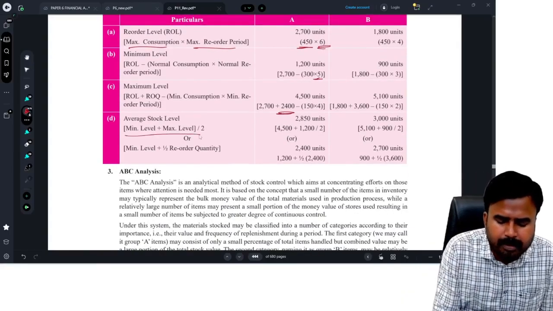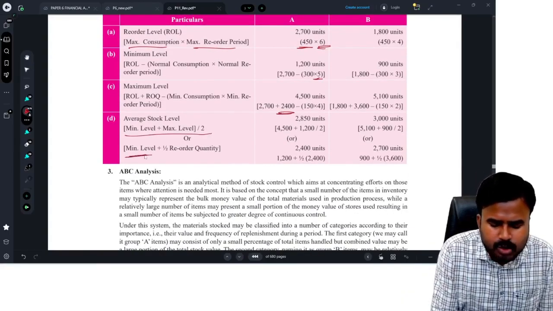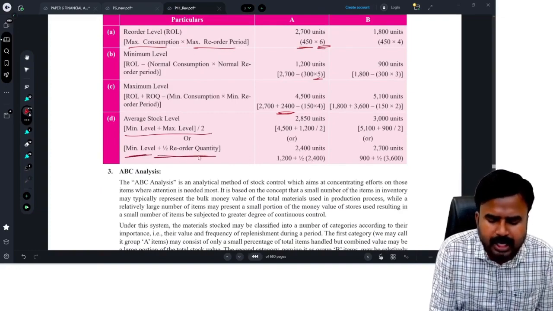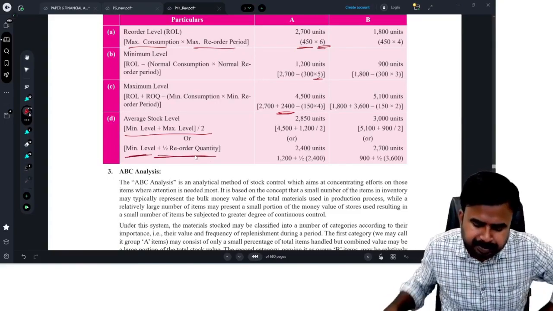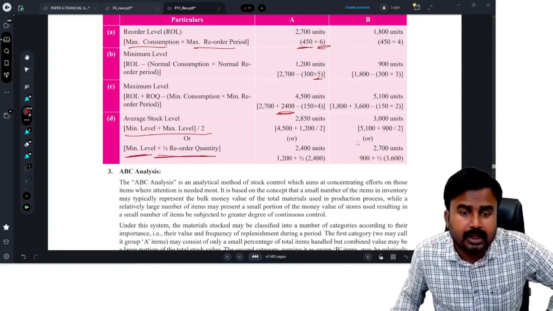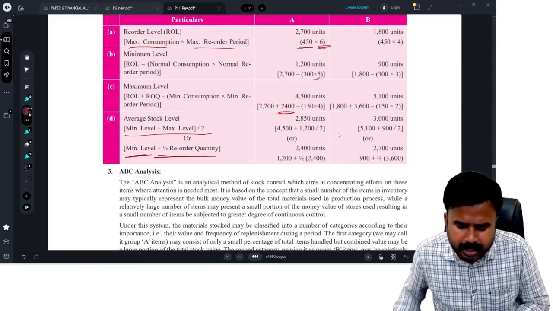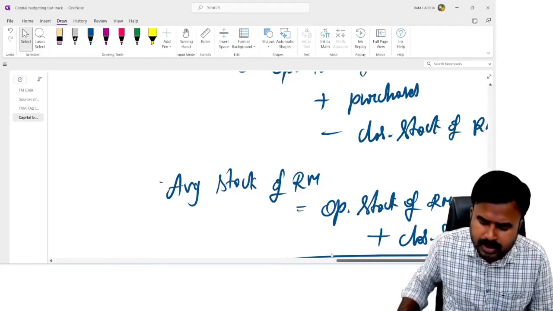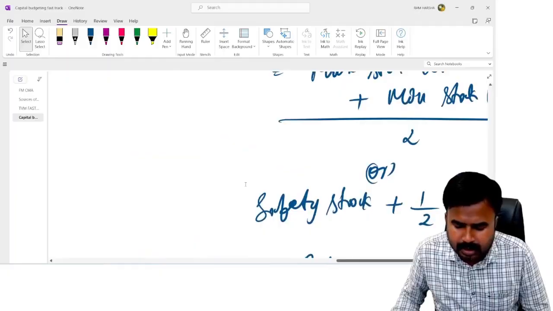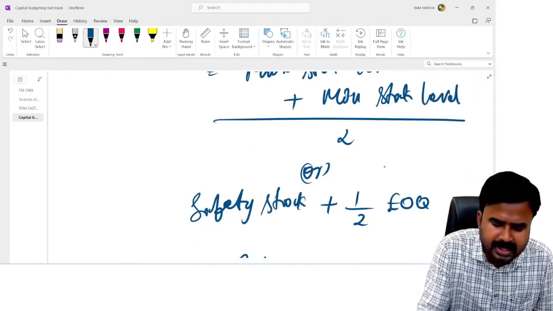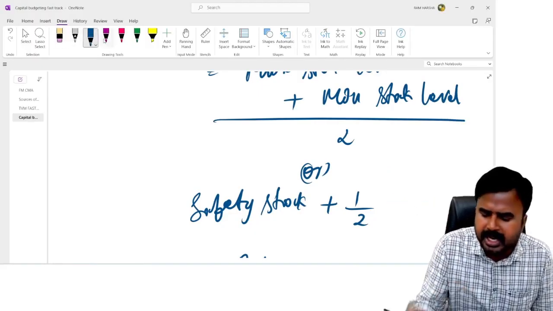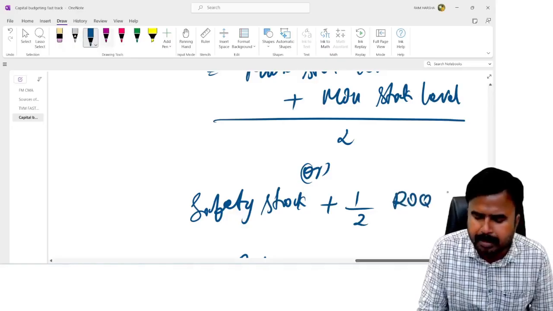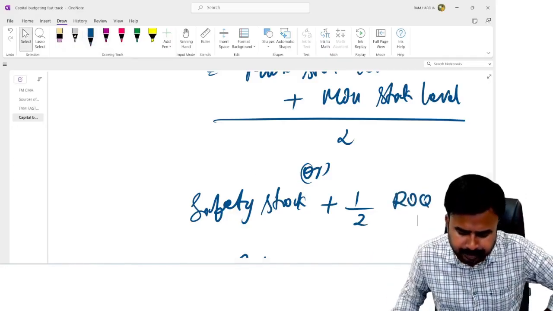Average stock level is maximum plus minimum divided by 2. Or safety stock is minimum stock level plus half of reorder quantity, or half of EOQ, economic order quantity or reorder quantity. It depends on the information. Ultimately you should write reorder quantity only. You better change the formula also. Instead of writing EOQ, you better write ROQ, because ROQ is a regularized term. That means the reorder quantity can be any ordering quantity. That can be EOQ or some other quantity also.